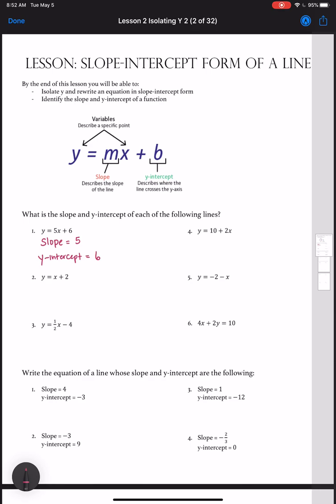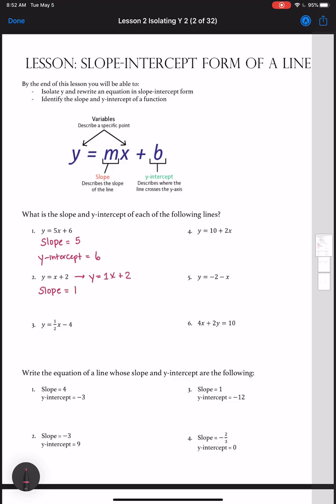Number 2, the slope of the line is going to be equal to what? A lot of us would write x because there is no number. We don't see a number. But you have to remember that this is the same thing as y is equal to 1x plus 2. And now your slope is 1.